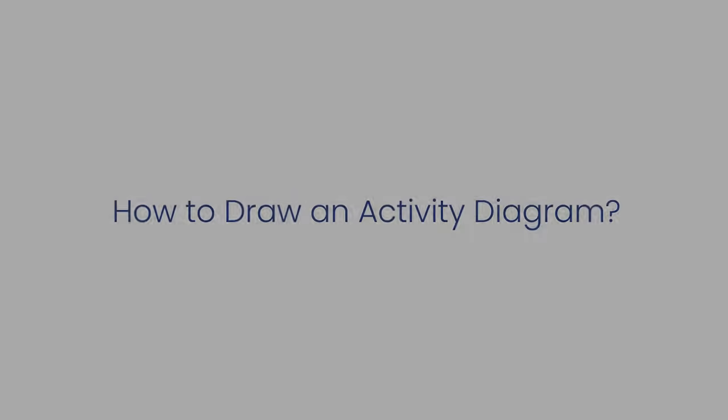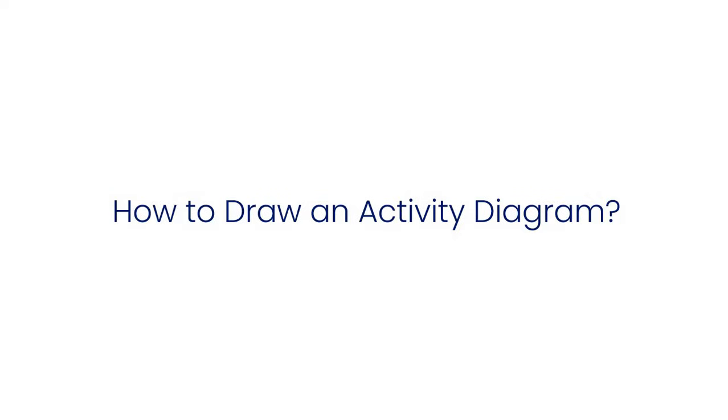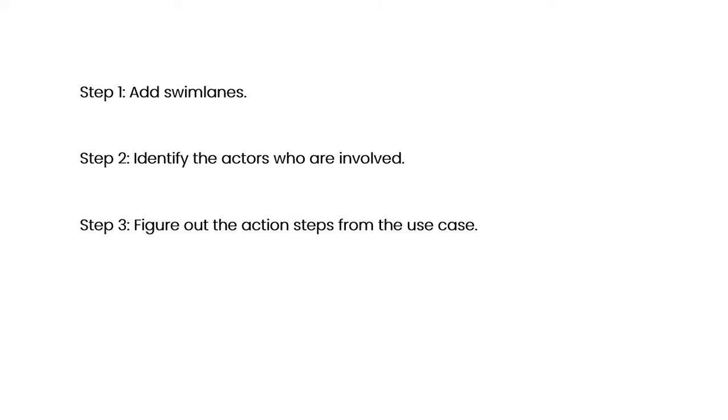So how do you draw an activity diagram? Step 1. Add swim lanes. Step 2. Identify the actors who are involved. Step 3. Figure out the action steps from the use case. Step 4. Find a flow among the activities.